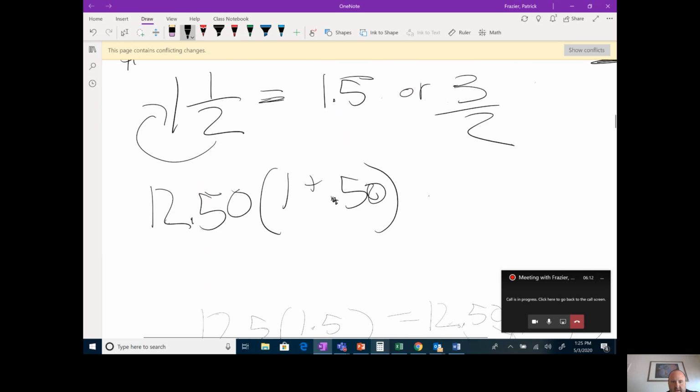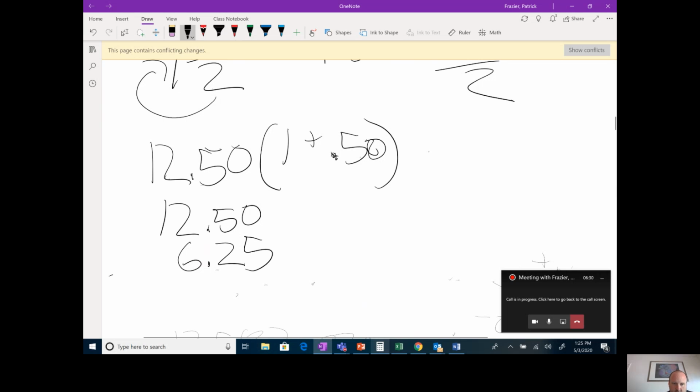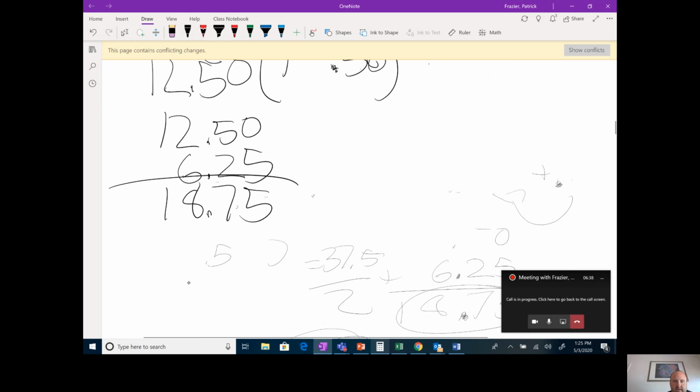So 12.50 times 1 is obviously $12.50. And then 12.50 times 0.5, that's half of 12.50. So half of 12 is 6, and half of 50 is 25. And then that would give us 18.75 when we add 12.50. Did it here earlier. Had a little production snafu, so I redid this video.